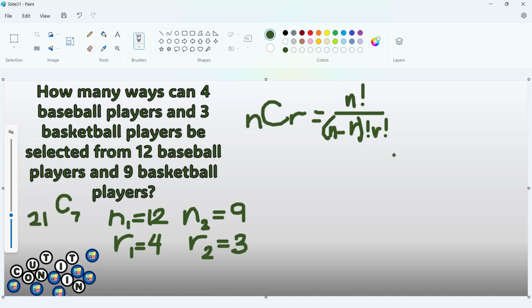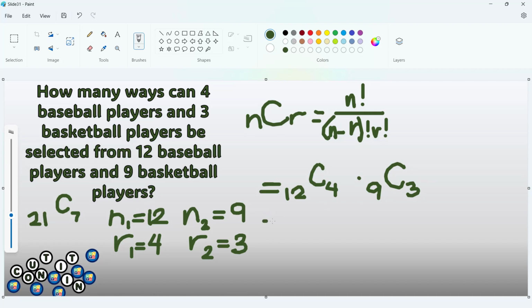But we are going to solve this as a product of 2 combinations. That would mean the result here is this. We are going to take the combination for the baseball, 12C4, and multiply that with the combination for 9C3 to get the total number of combinations taking the specifications into account.